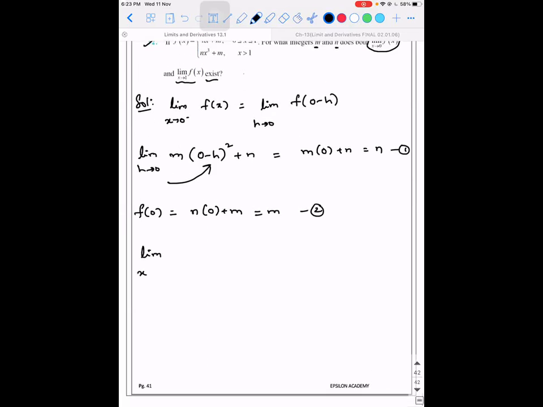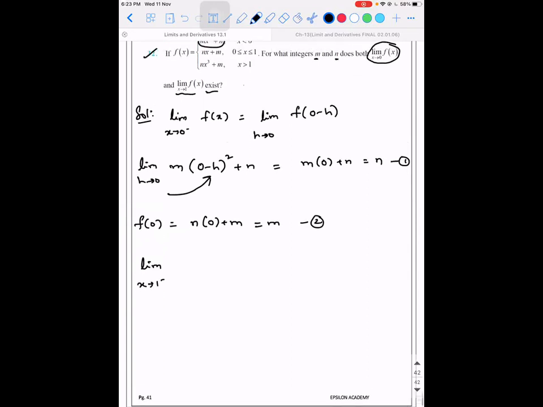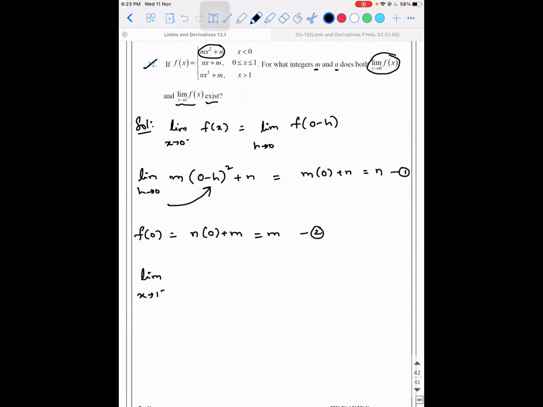Similarly, when I check limit x tends to 1 minus, what will I get? Actually, I need not check 1 minus because they have told limit x tends to 1, f of x exists. So I will directly calculate f of 1 because x is equal to 1. So what is f of 1?